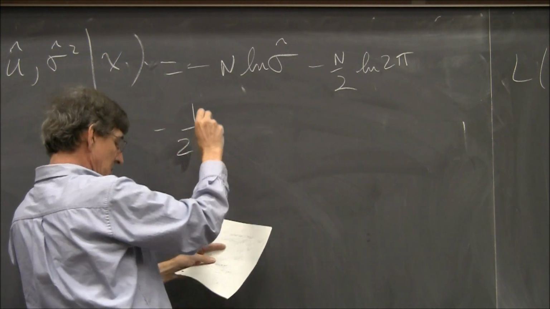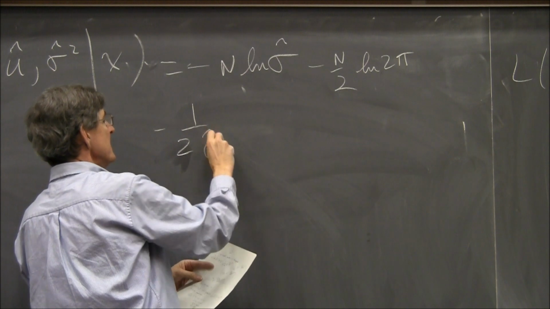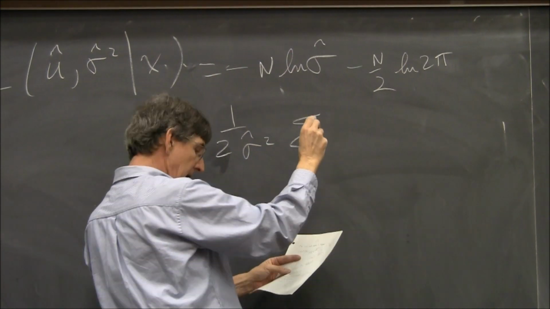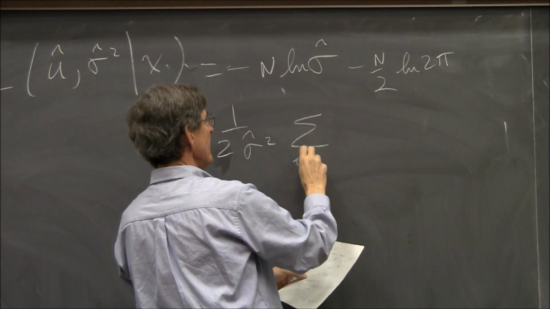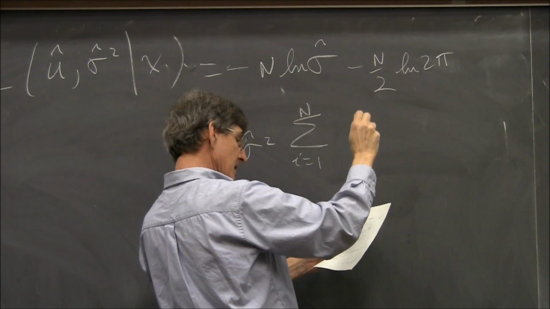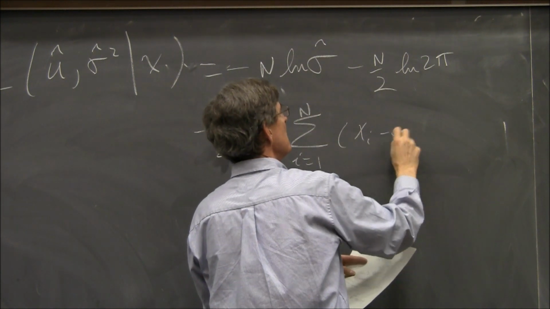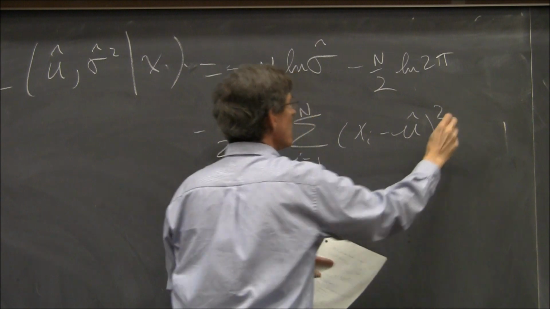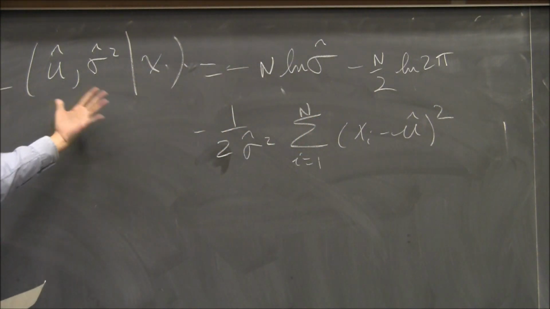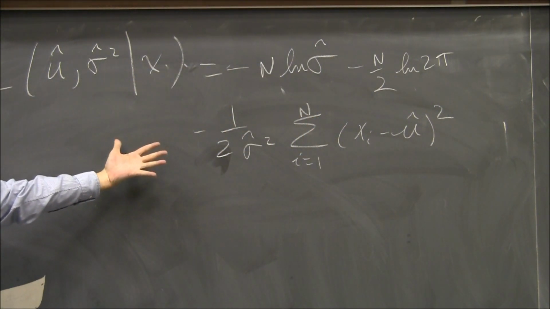Minus 1 over 2 sigma hat squared times the sum from i equals 1 to n of the xi minus mu hat squared. So when you take the log, it reduces to this. Way simpler.